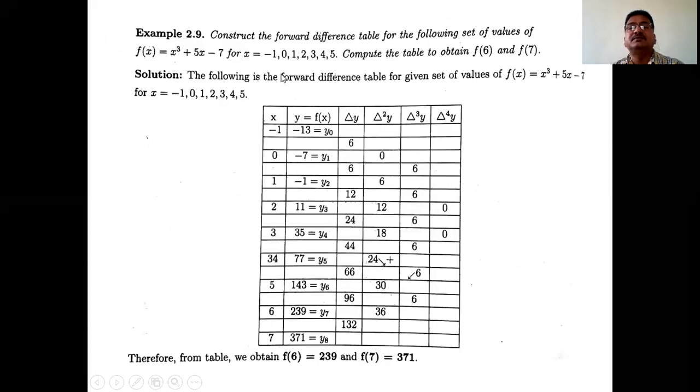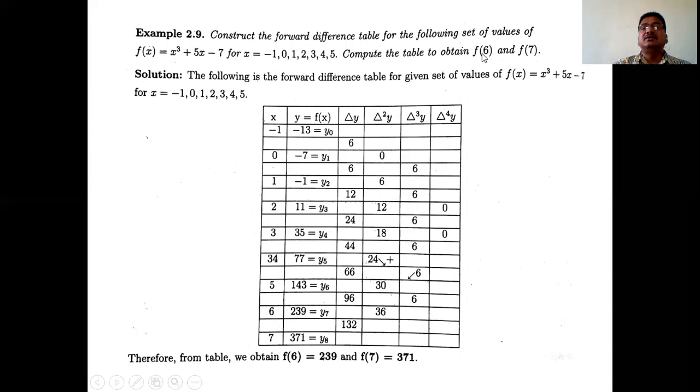So next problem: construct the forward difference table for the following set of values and compute the table to obtain f6 and f7. What are the values of x? x are -1, 0, 1, 2, 3, 4, 5. Here the entry is 4, then 5, 6, 7. And compute the table to find f6 and f7. So we have to find f6 and f7 from the table.